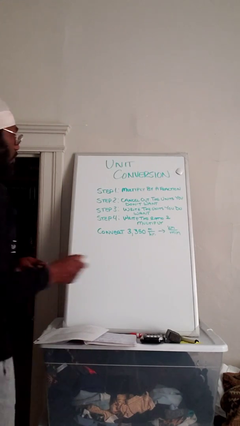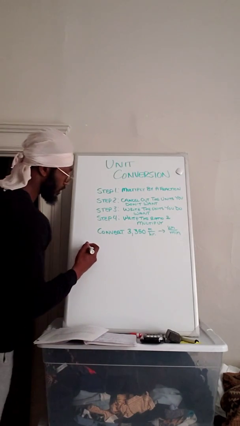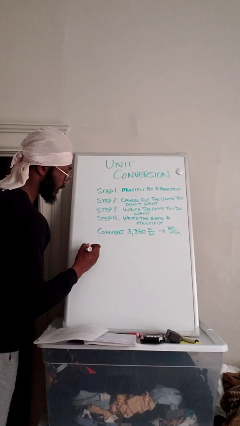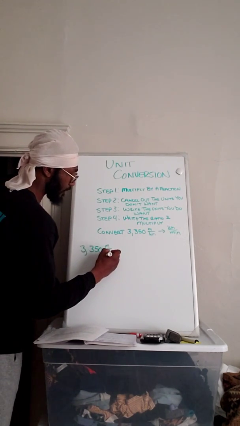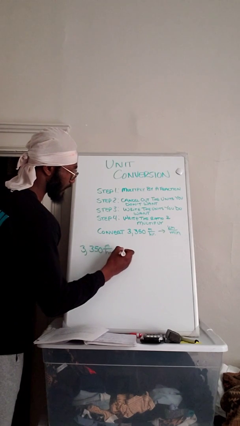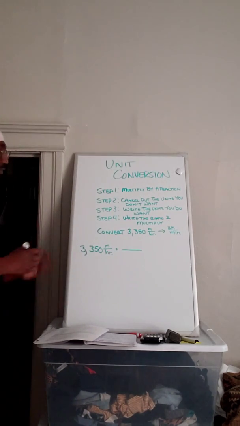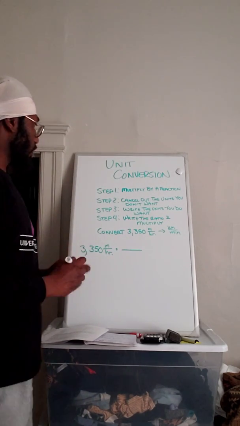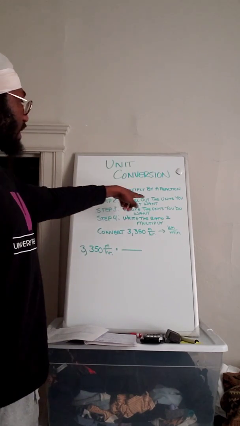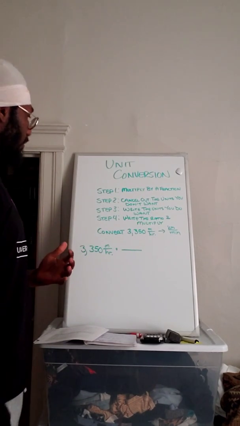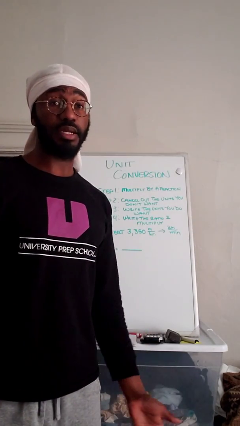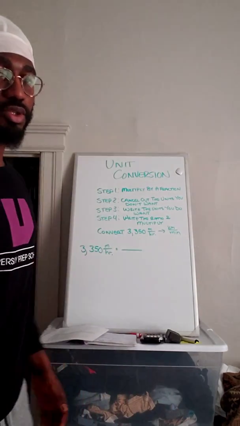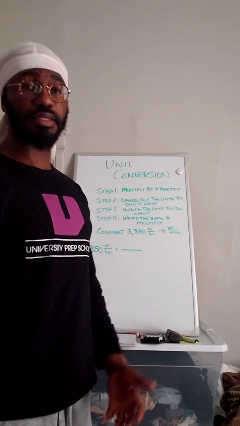Okay, so first time around, let's write our number, 3,350 meters per hour. Okay, and we're going to multiply by a fraction. Okay, so that's step 1. Step 2 says cancel out the units you don't want. So we could start with the numerator or the denominator. It doesn't really matter. Let's just start with the numerator to be consistent.